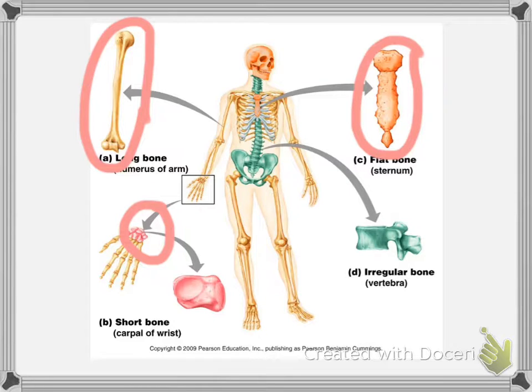Irregular bones are the ones that don't fall into any other category due to their non-uniform shape, and a very good example of an irregular bone is the vertebrae.